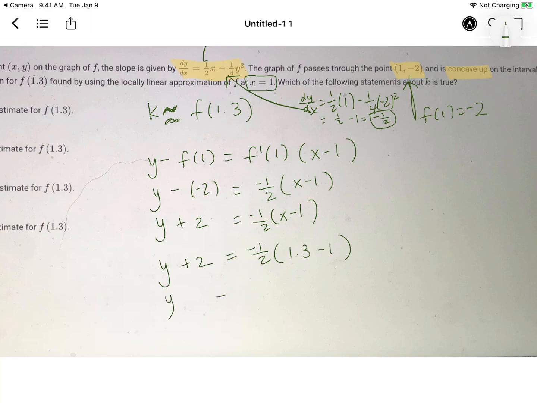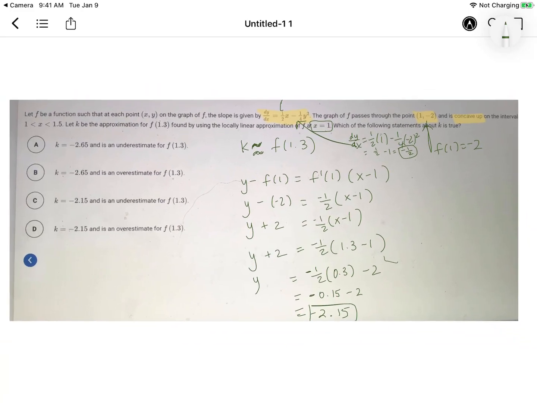This is really making me do some annoying math, huh? So 0.3 divided in half would be 0.15. I really had to think about that. And then I'll make it negative because there's a negative sign there. And then subtracting 2. So this is negative 2.15. So there's my value of k.